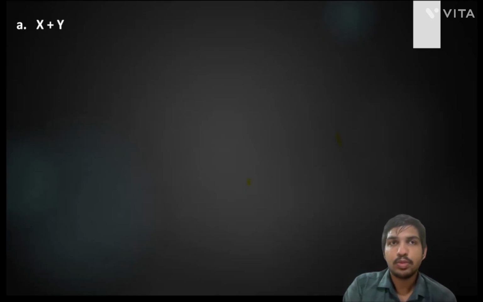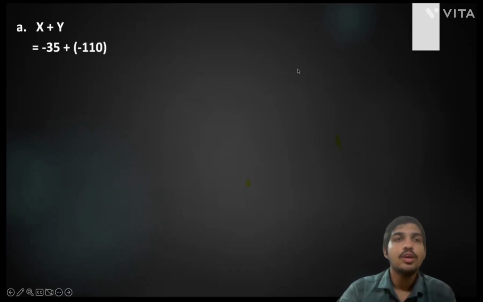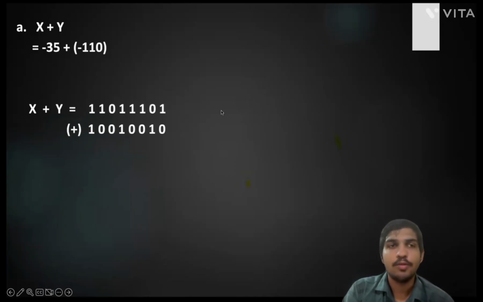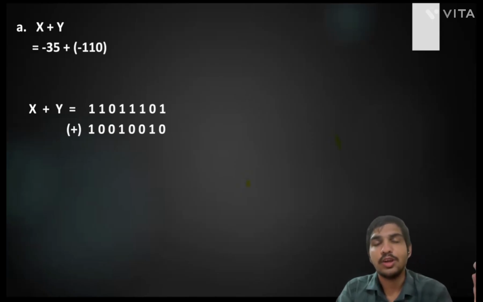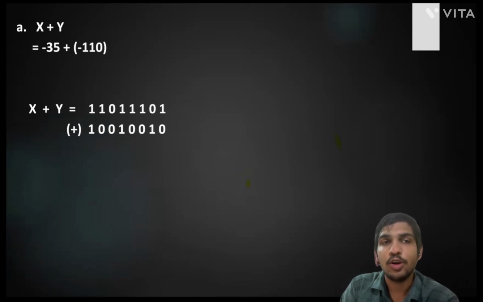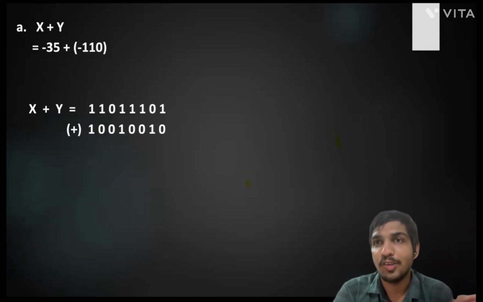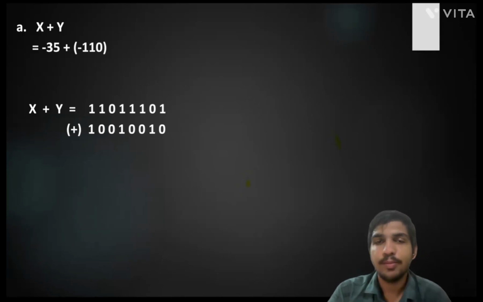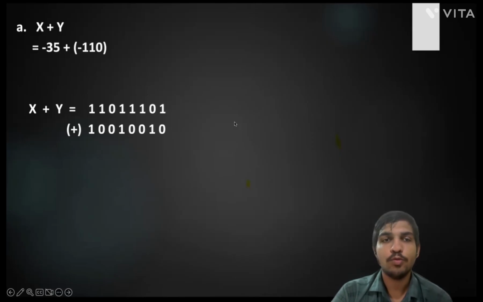So we have: does x plus y lead to an overflow or not? x is equal to minus 35 and y is equal to minus 110. The value of x is 11101101, which was found by our friend Rohit Datta, and y was also found by him. So it is 10010010. The addition is very simple: 1 plus 0 is 1, 0 plus 0 is 0, 1 plus 1 is 1, 0, and 1 plus 1 plus 1 is 1, 1. With these four things, we can move forward.